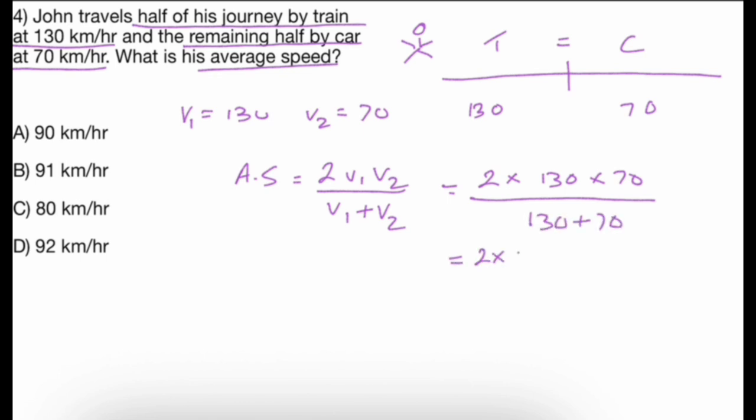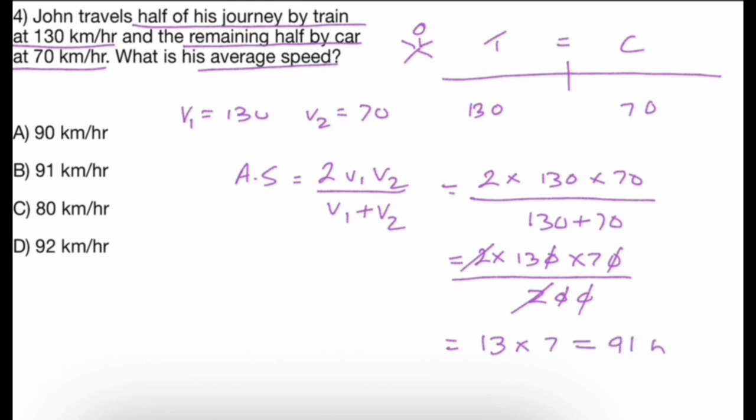This will be 2 into 130 into 70 divided by 200. Cancel the zeros, and 2 and 2. What is left is 13 into 7. So 13 into 7 is equal to 91 kilometer per hour. So hence option B is the right answer.